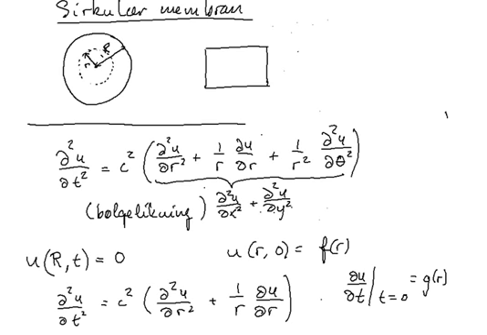So our problem is to find the displacement u of r, t, where t is the time. In addition, we will assume that the initial velocity is also a function of r. So this is the initial velocity, that is the partial derivative of u with respect to t at time t equal to 0.